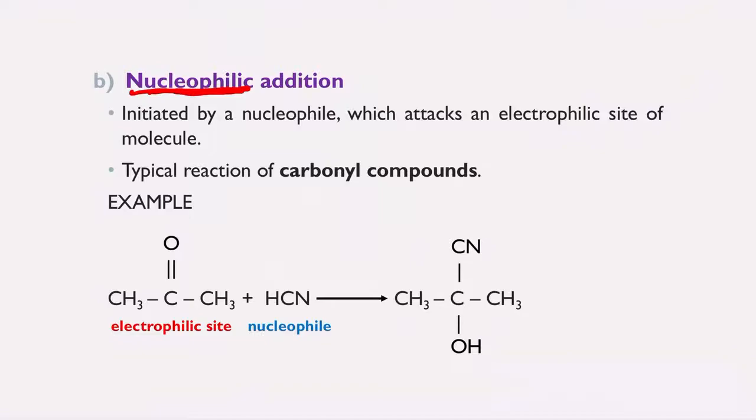So maksudnya it is initiated by a nucleophile which attacks an electrophilic site of a molecule. Selalunya it will occur for carbonyl compounds. So right here we know that awak punya carbonyl compound, it is a polar bond, so it acts as an electrophilic site because you have a partial negative site and a partial positive site. So that means that your nucleophile here, awak ada H plus dengan CN minus. So basically your nucleophile CN minus will attack your electrophilic site here.